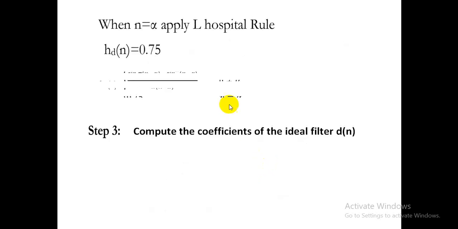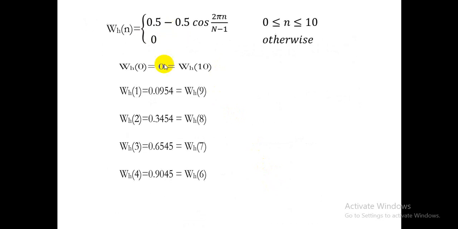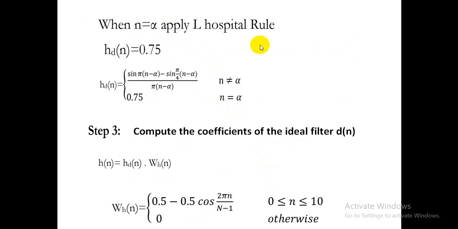Next, when n equal to α, you need to apply L'Hospital's rule. So you will get hd(n) equal to 0.75 when n equal to α, right? And when n is not equal to α, you have to apply this formula. Next, your step 3 is you need to compute the coefficients of the ideal filter, right? Sorry, here it is hd(n), right?